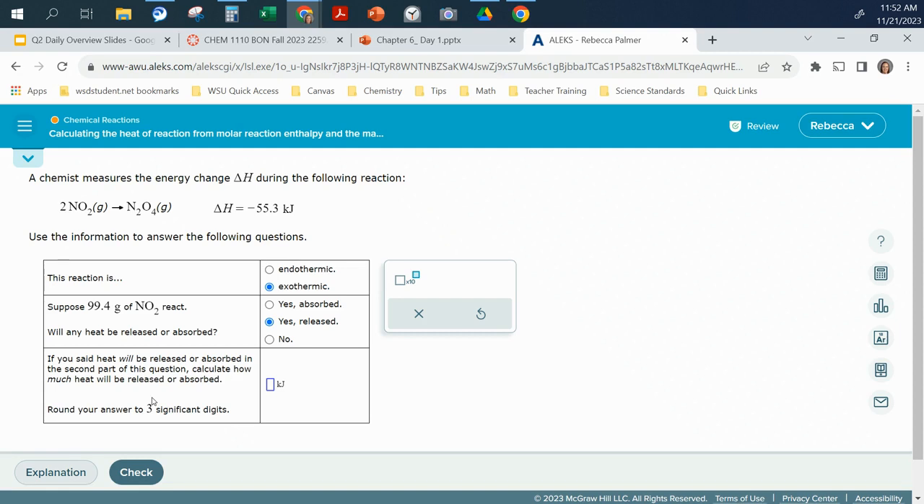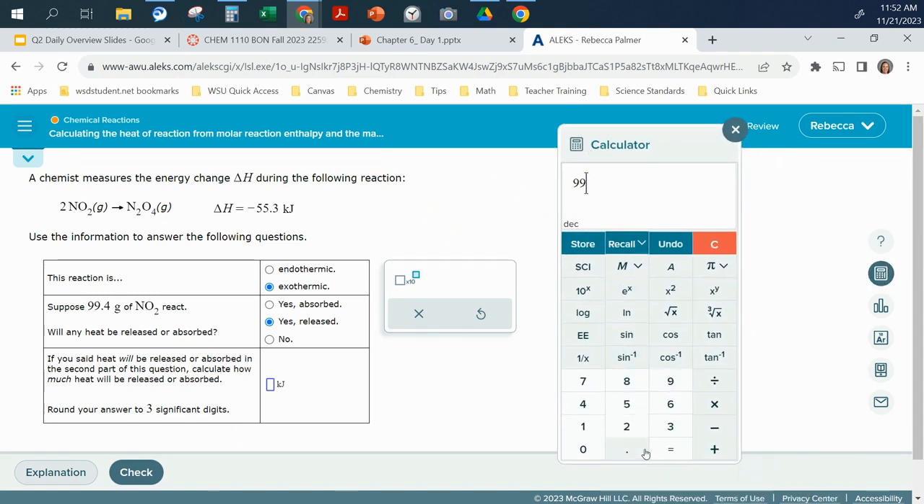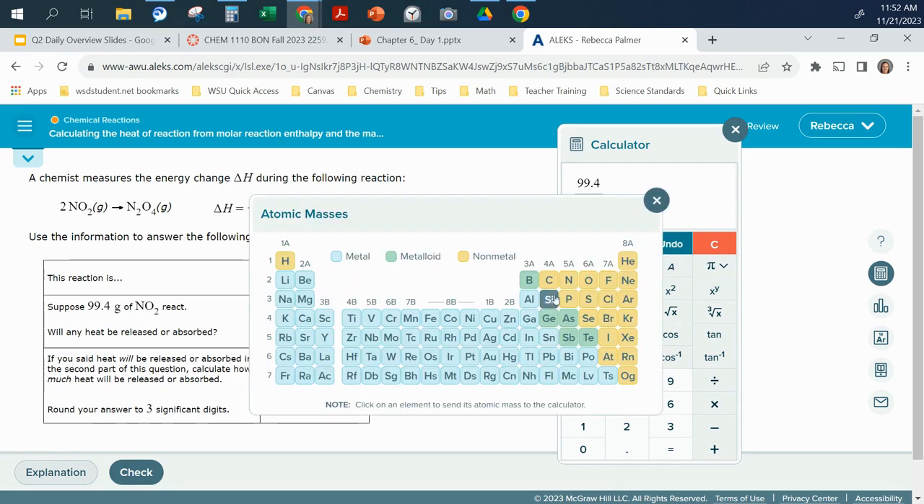Okay, so we're going to go to our calculator. We're going to take that number, 99.4. We're going to divide by our molar mass. So our molar mass, remember this is the one where we use our fancy Alex button. We need nitrogen plus oxygen times 2, or oxygen plus oxygen. I'm just going to do it twice. Do you remember that? Yeah.